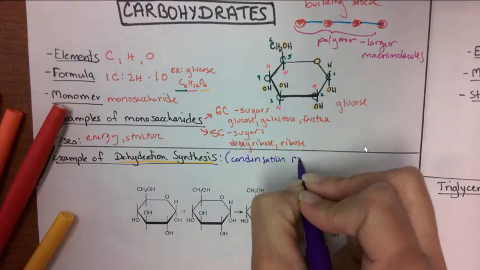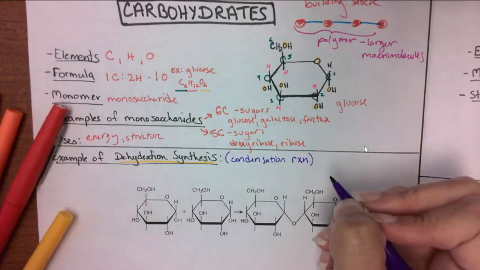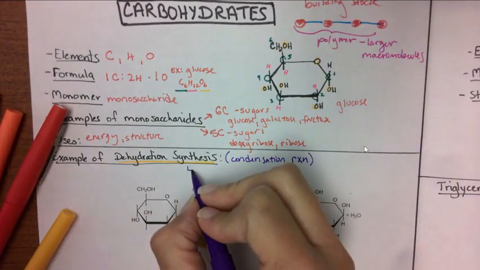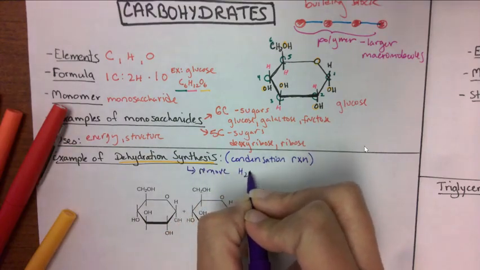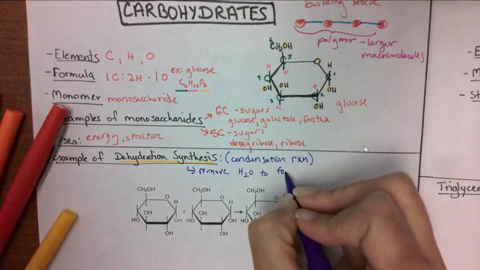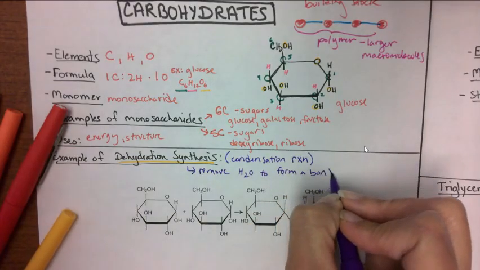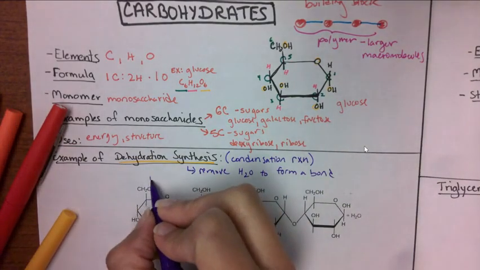And I'm going to write RXN for reaction. In a condensation reaction, you remove water to form a bond. So I want to give you an example here.